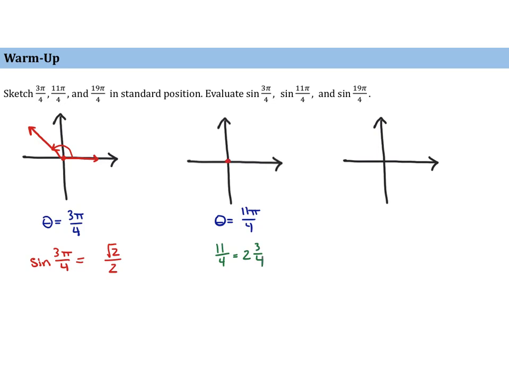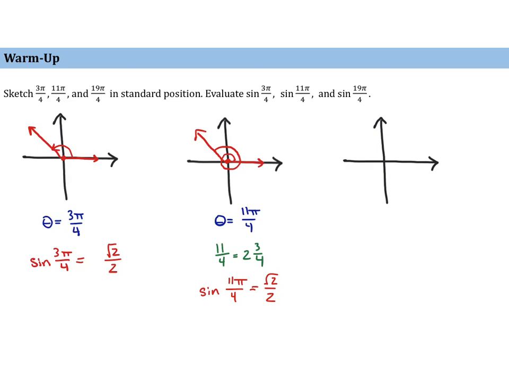So we have 2 pi and then 3/4 more pi. So again, the reference angle is pi over 4 and we land in the second quadrant. So the sine of 11 pi over 4 is again root 2 over 2.